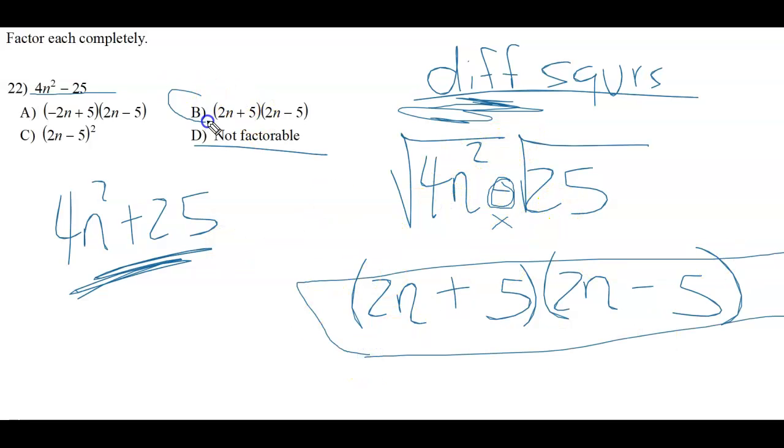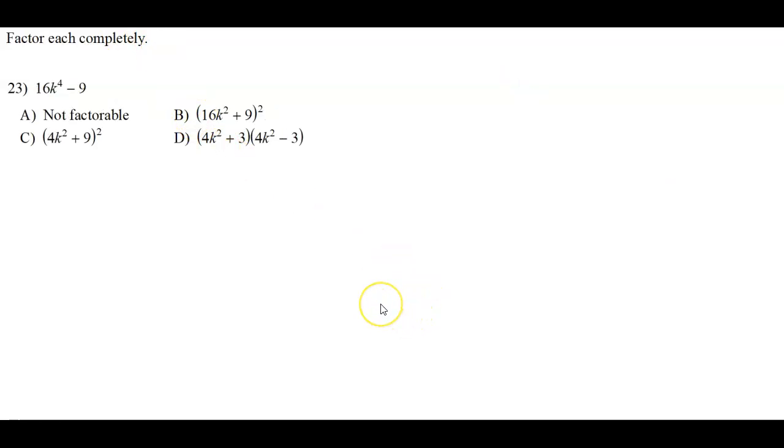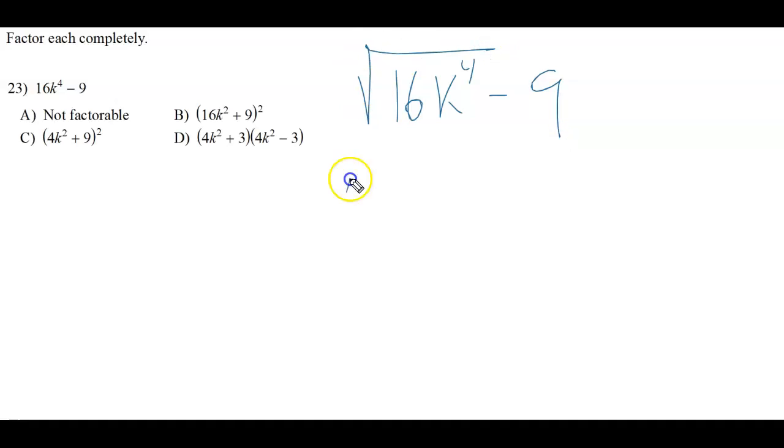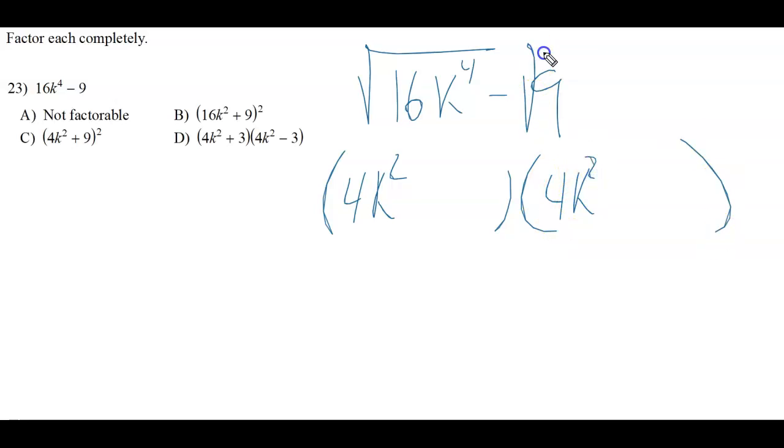So the answer is 2n plus 5 and 2n minus 5. Do another one like that. So in this case, we have 16k to the 4th power minus 9. So square root that. That's 4k squared. Square root the 9. That's 3. One's plus, one's minus.